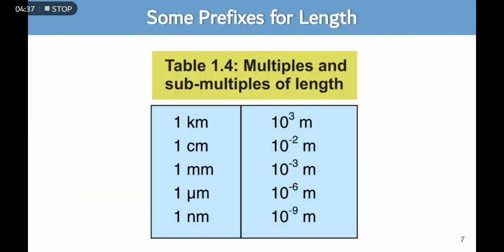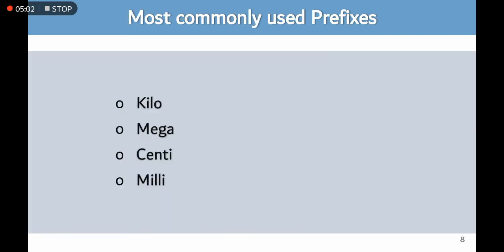Now consider a table showing some multiples and submultiples of length. Multiple: 1 kilometer is 10 raised to the power 3 meter. Multiple: 1 centimeter is 10 raised to the power minus 2 meter. Submultiple: 1 millimeter is 10 raised to the power minus 3 meter. Submultiple: 1 micrometer is 10 raised to the power minus 6 meter. And submultiple: 1 nanometer is 10 raised to the power minus 9 meter.